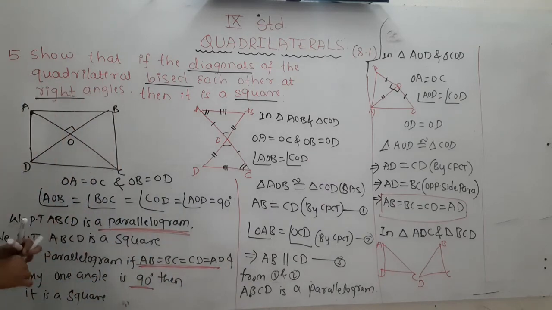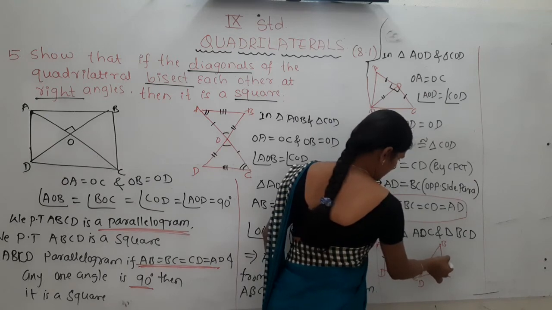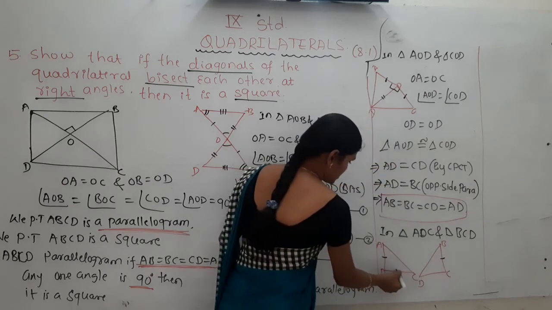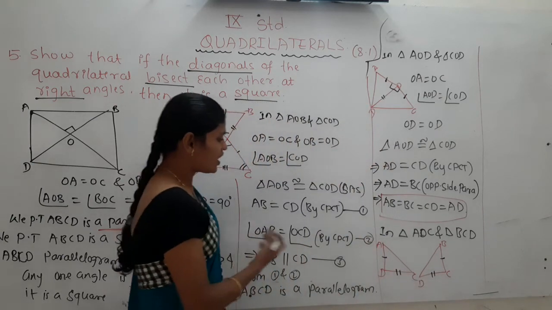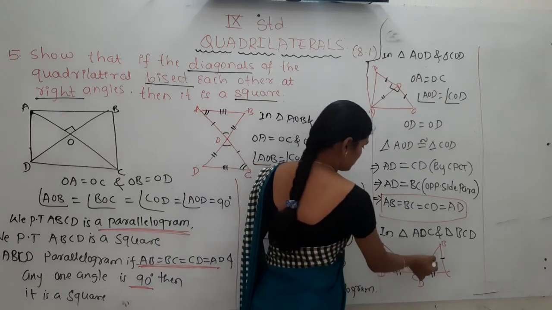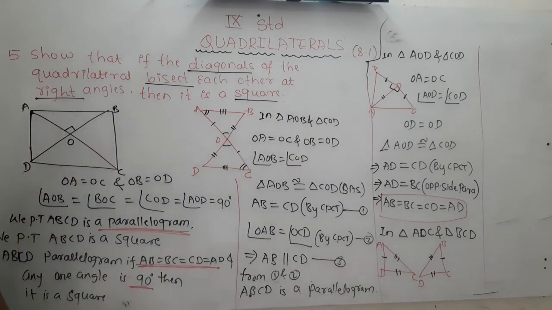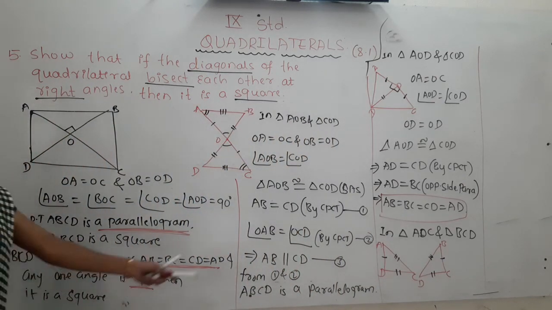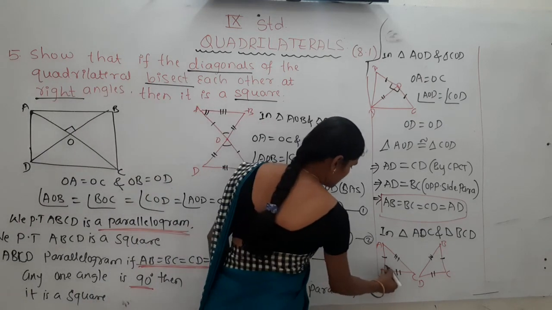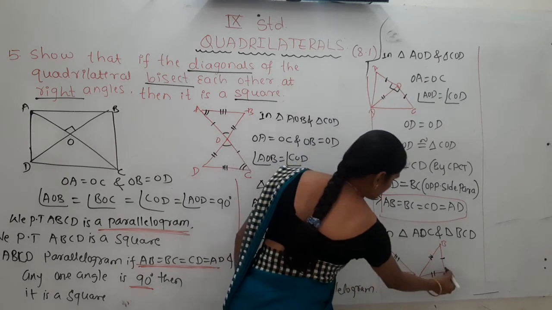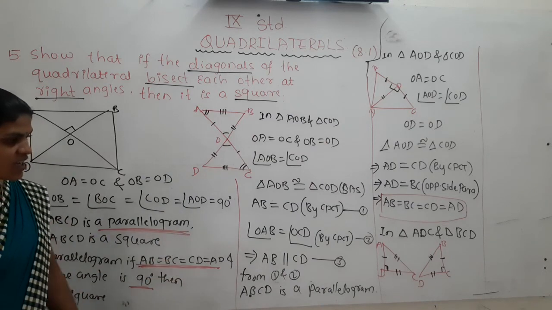Just observe what is being said here. Your AD is the same as what? BC, and CD is the same as CD, common. Already you know the diagonals are equal. Then by using the SSS congruence condition, we can prove these two triangles are congruent. If these two triangles are congruent, the corresponding chords are equal, which means angle C is the same as angle D. Yes or no? Angle C is the same as angle D.